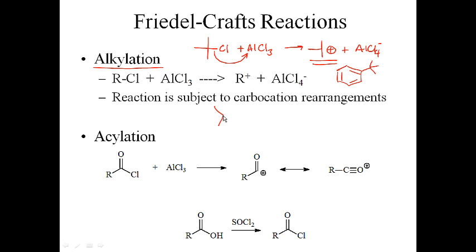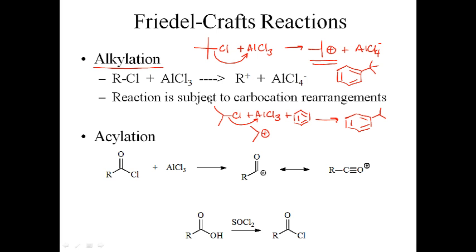So for instance, I could take isopropyl chloride, react that with aluminum trichloride and benzene, and that would then generate an isopropyl carbocation, which would then add to the benzene ring to give us isopropyl benzene. So this reaction works pretty well with tertiary and secondary alkyl halides.